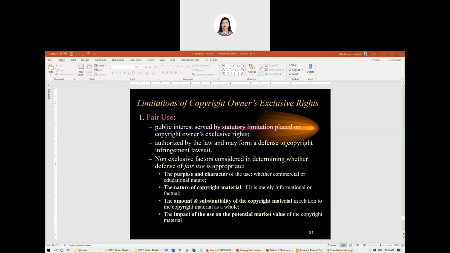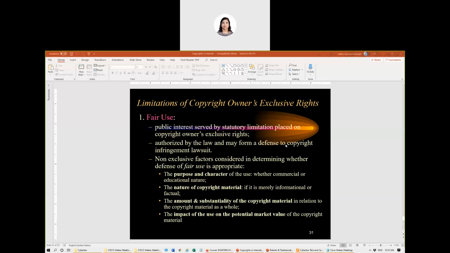Now, there are certain factors that will determine whether it was fair use or not. The first is whether the use is of a commercial or educational nature. So, for example, universities, we use a lot of copyrighted material. And if we are sued, we can say that we're using it for educational purposes. All right. So we can argue fair use, because if it is not commercial, if it's educational in nature, then we can argue fair use.